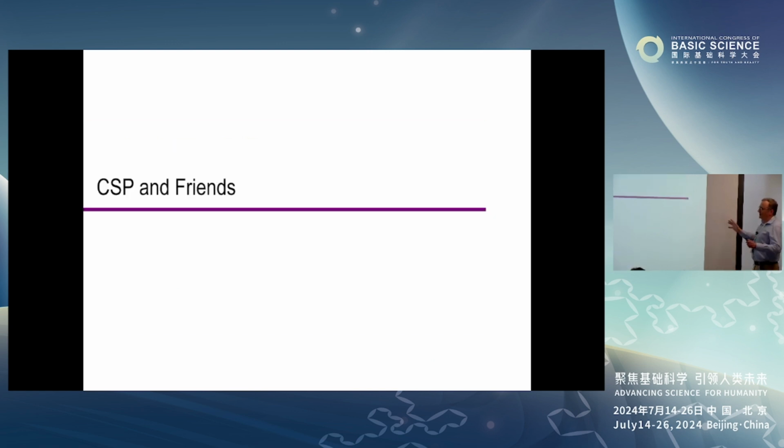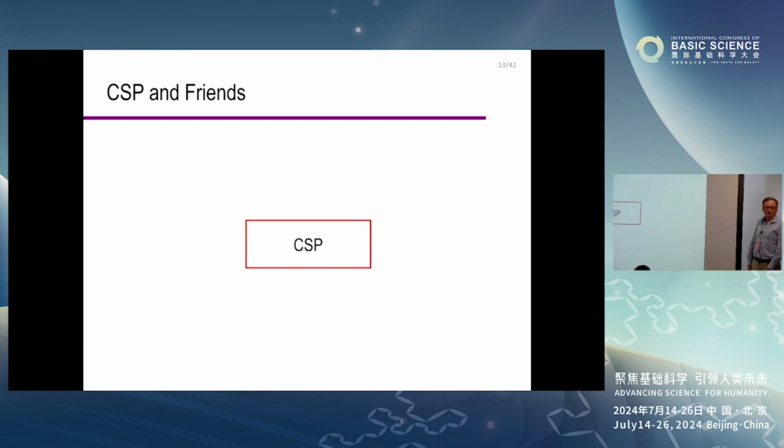So next I'll spend probably something like 15 minutes or so just talking about the connection of CSP to other fields and why we like CSP, why we think it's important to do. You may not be able to recognize everything here, but most likely everyone will recognize something familiar in this list of friends of the CSP. Okay, so here is CSP.